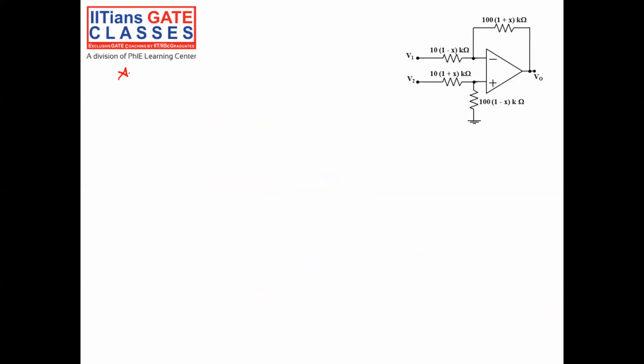Let's calculate A2. A2 is the gain due to V2, when V1 is equal to 0. Let the output be V02. So you see here V1 is equal to 0 volt. That means I will make it ground.